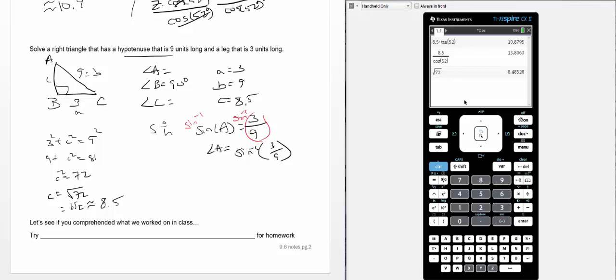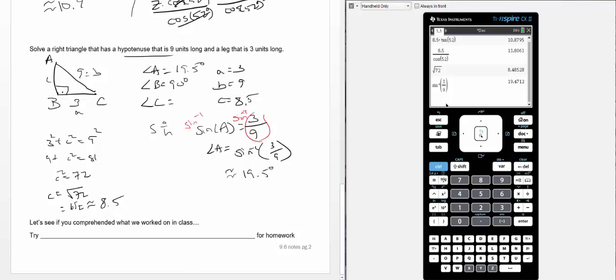So again, on my calculator, I'll do trig inverse sine of 3 over 9, which works out to be about 19.4712, or to the nearest tenths place, how about 19.5? So angle A works out to be about 19.5 degrees.